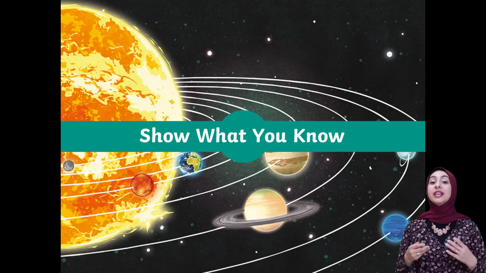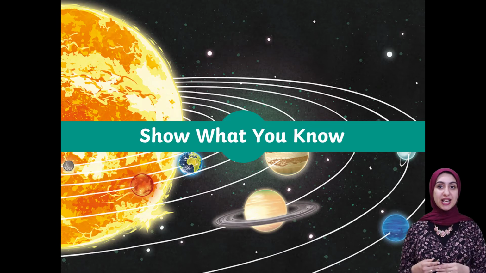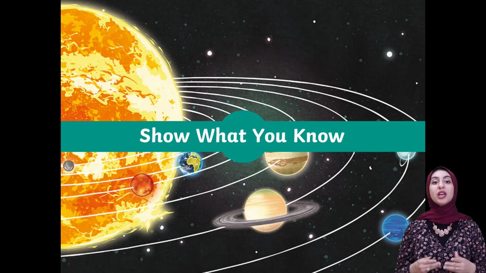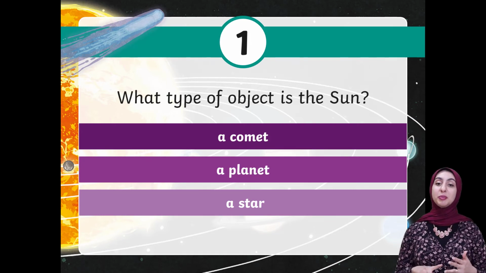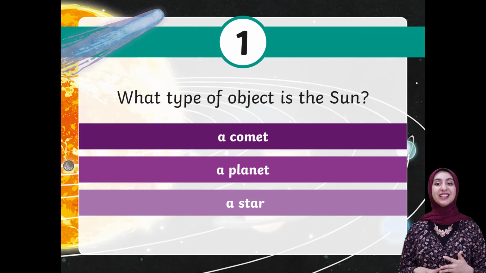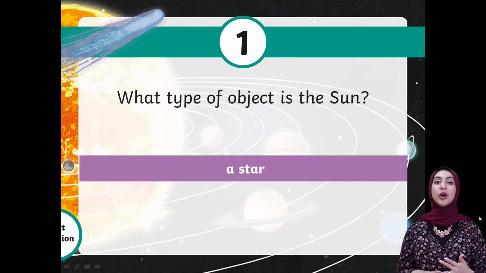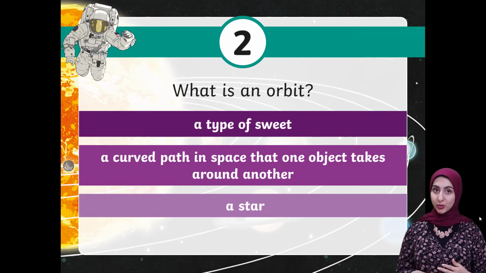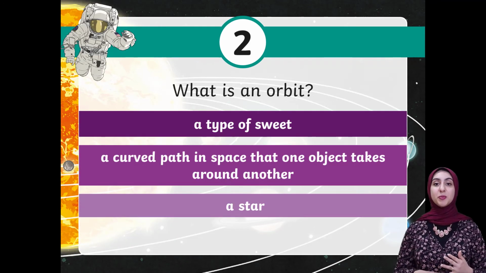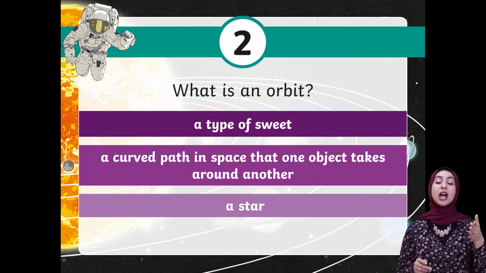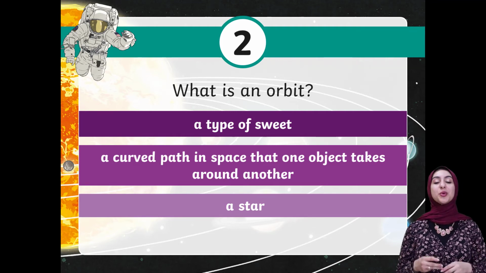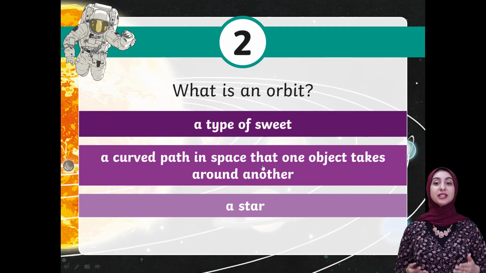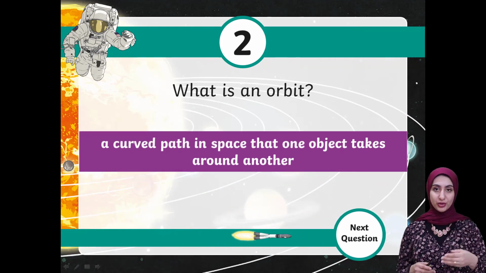Okay, let's answer some questions to check our understanding today. For question number 1, what type of object is the Sun? A comet? A planet? A star? Yes, of course, it is a star. Question 2, what is an orbit? A type of sphere? A curved path in space that one object takes around another? Or a star? Yes, of course, it is a curved path in space that one object takes around another.